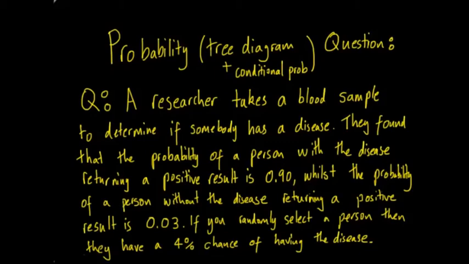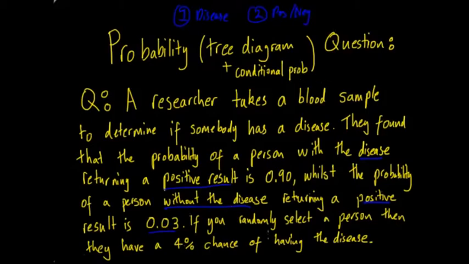Looking at this, there are some key features that you should take note of. They have the disease returning a positive result, whilst the probability of the person without the disease returning a positive result is 0.03. If you randomly select a person, they have a 4% chance of having the disease. So there are two key features: one, if they have the disease, and two, if it's a positive or a negative result.